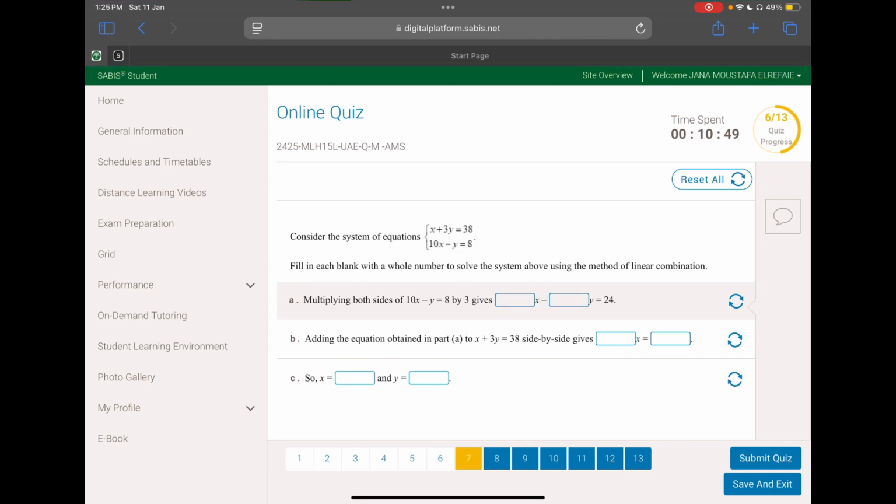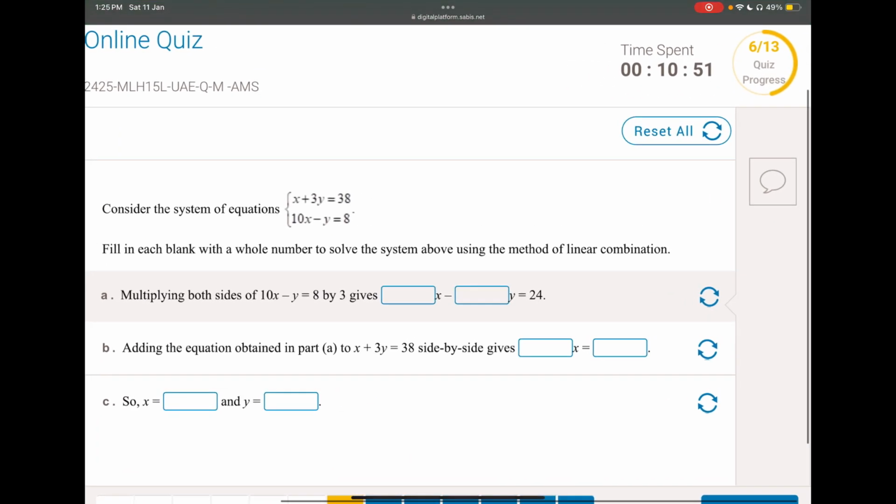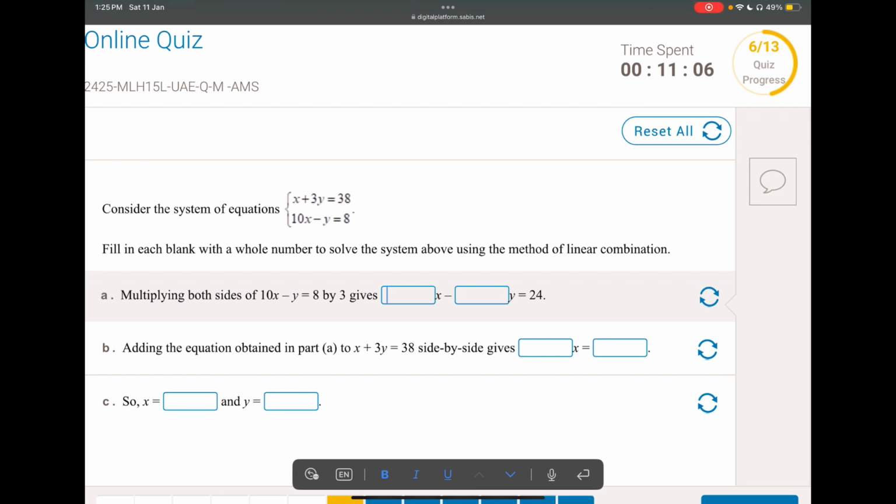Next question. So here we have a system of equations, fill in the blank with a whole number to solve the system above using elimination. Here we need to use elimination. Multiplying both sides of 10x minus y equals 8 by 3. So we need to multiply by 3. So what's 10 times 3? It is 30. Negative y times 3 is negative 3y. And 8 times 3 is 24.